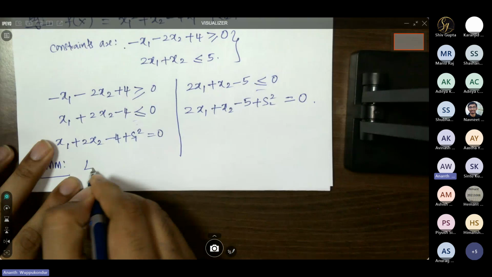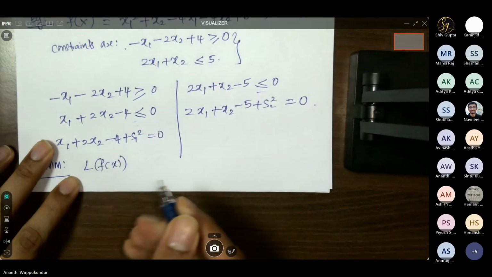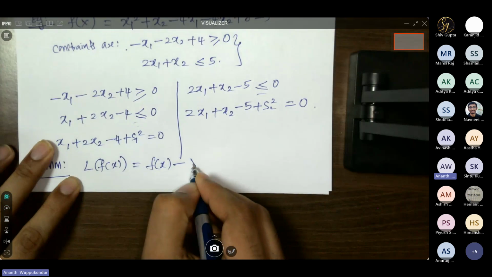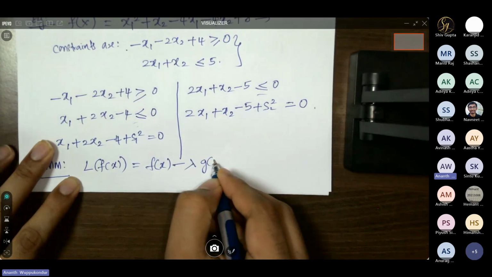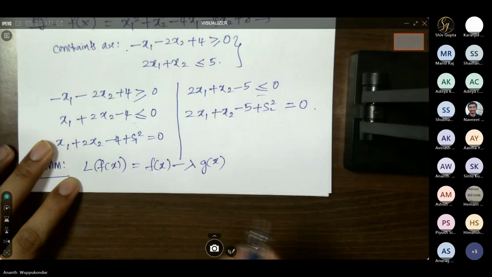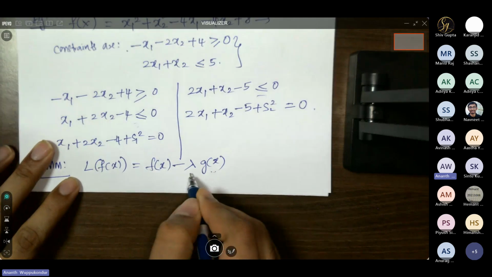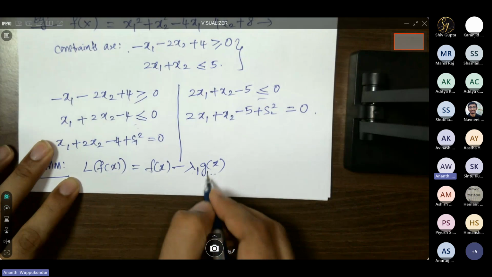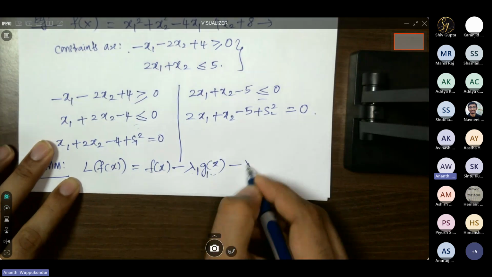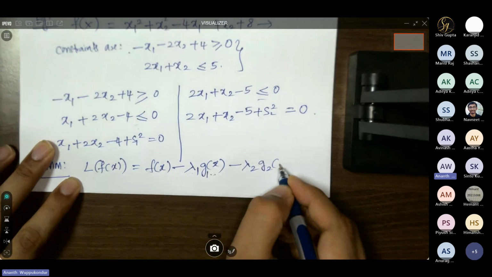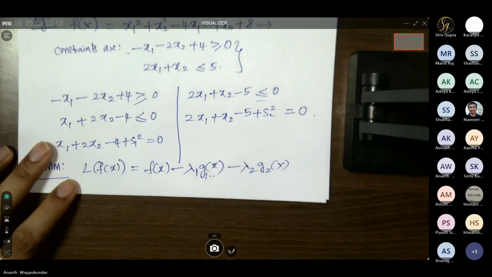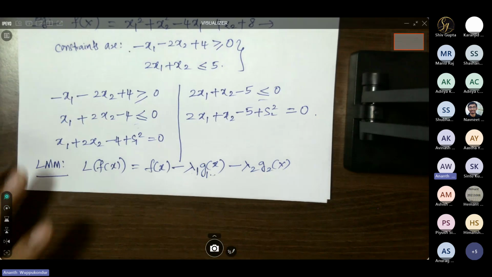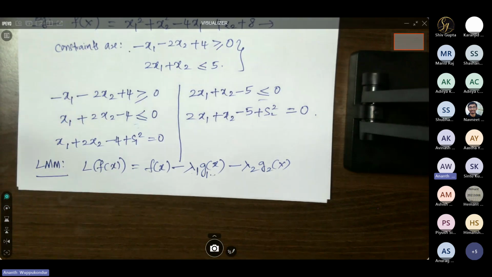So the Lagrangian of f of x would be f of x minus lambda g of x. If it is only one constraint, then we only have one lambda, but here we have two constraints. So I'm going to say f of x minus lambda 1 g1 of x minus lambda 2 g2 of x. Since we have two constraints, we have two different parameters, lambda 1 and lambda 2.